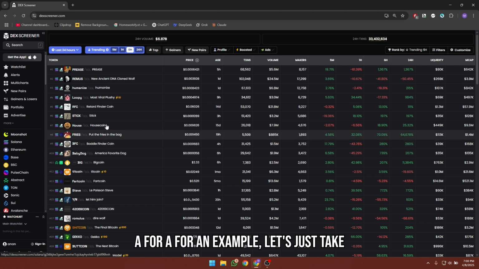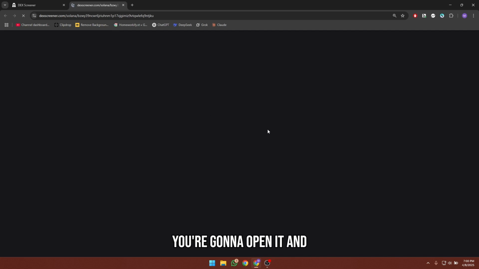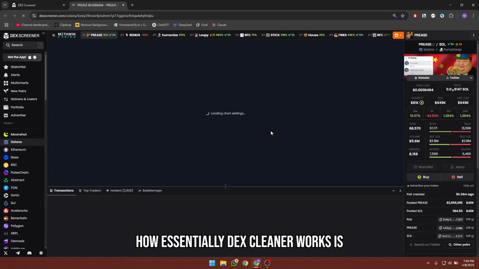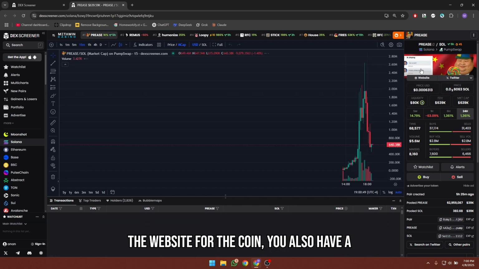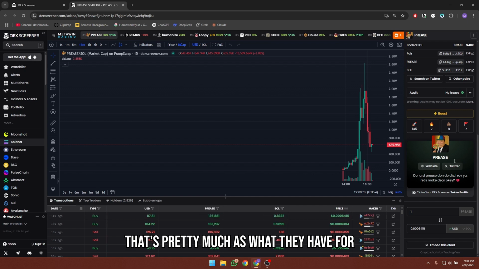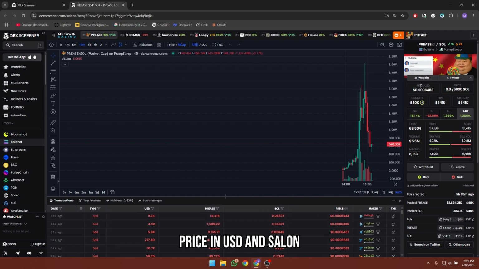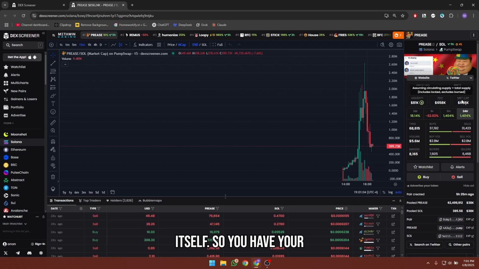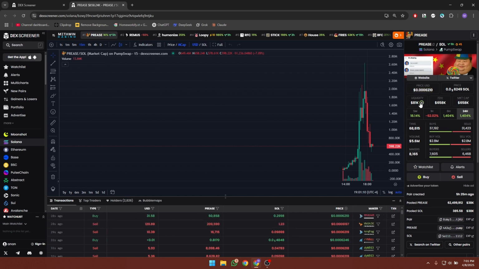Now, for an example, let's just take this coin right here. So you're gonna open it, and how Dexscreener essentially works is that you're here on the chart, right? And you have all these things going on the right side of your screen. You have the website for the coin. You also have a Twitter account, and that's pretty much what they have for this coin. Now, obviously, you could tell this is a meme coin, and there's a price in USD and Solana itself. So you have your FDV, you have your market cap, and you have locked liquidity.